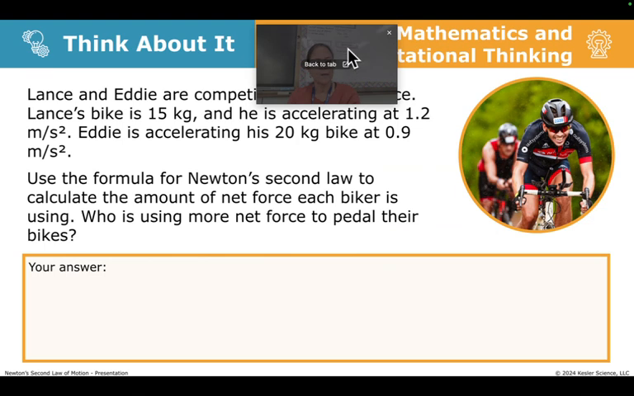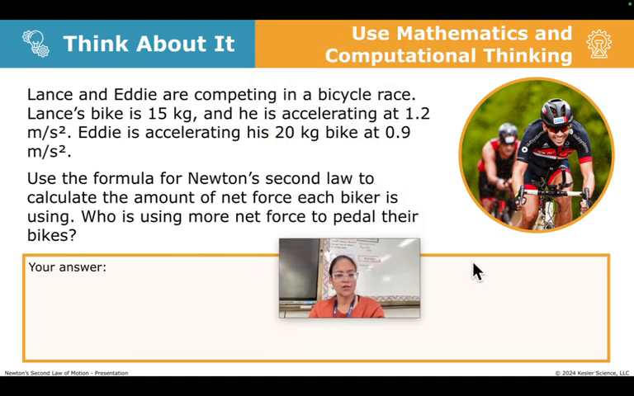Okay. So Lance and Eddie, good old Lance and Eddie, are competing in a bicycle race. Lance's bike is 15 kilograms and he is accelerating at 1.2 meters per second squared. Eddie is accelerating his 20 kilogram bike at 0.9 meters per second squared. Use the formula for Newton's second law to calculate the amount of net force each biker is using and who is using more net force to pedal their bikes.